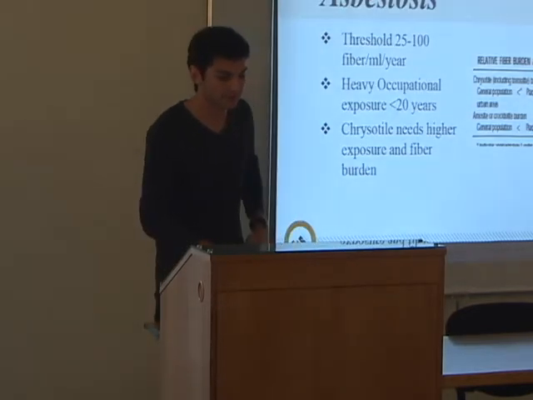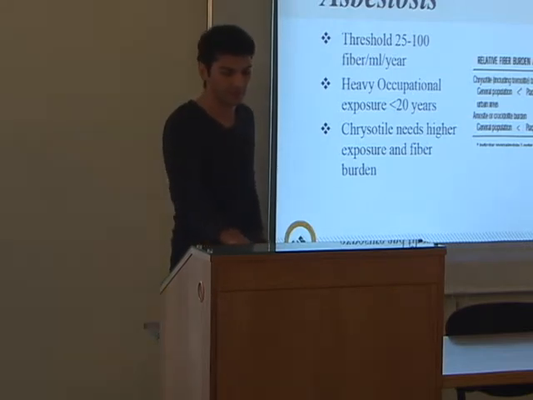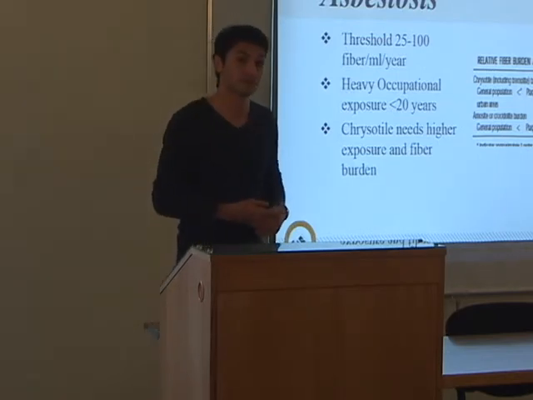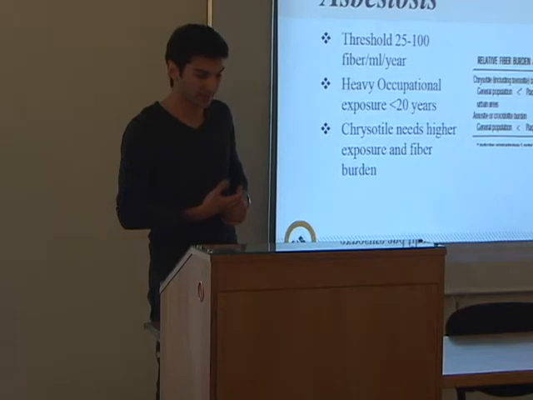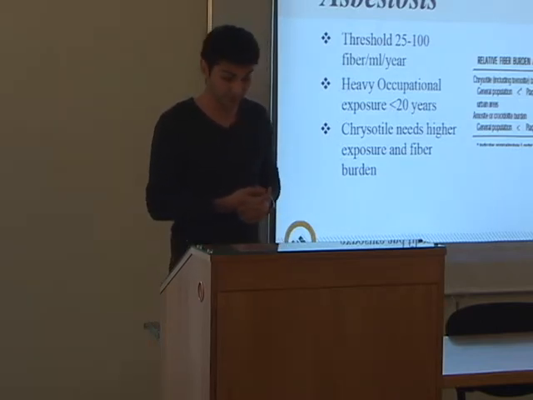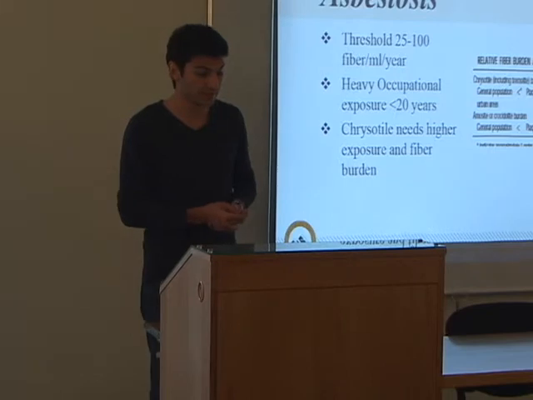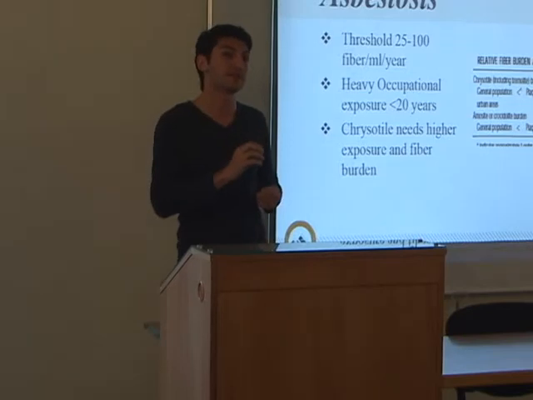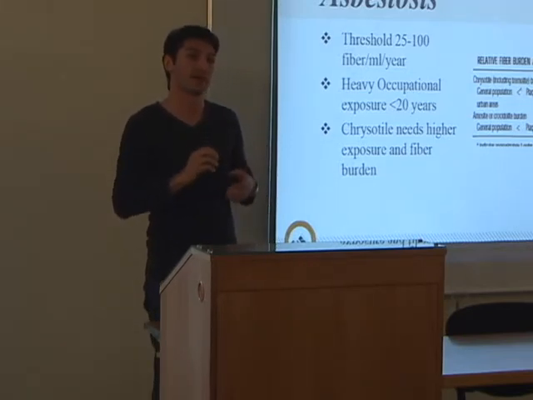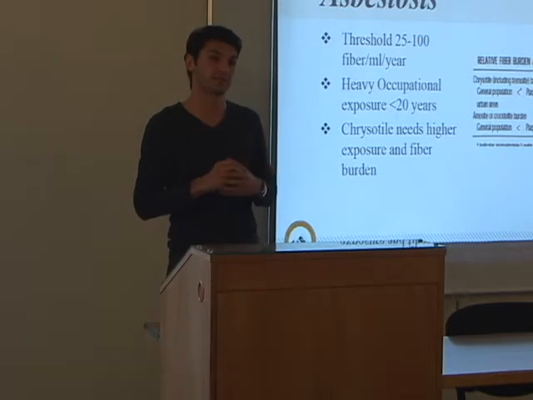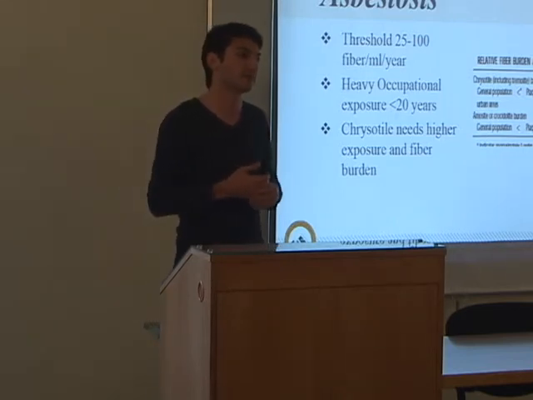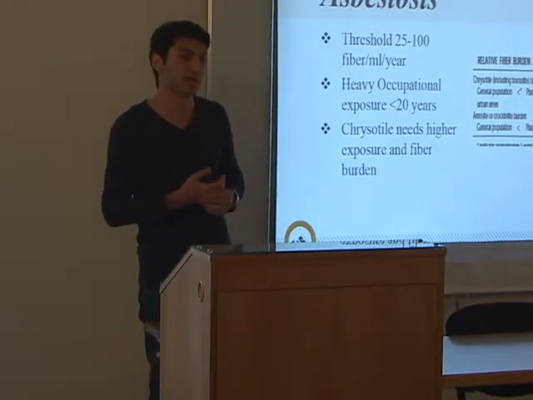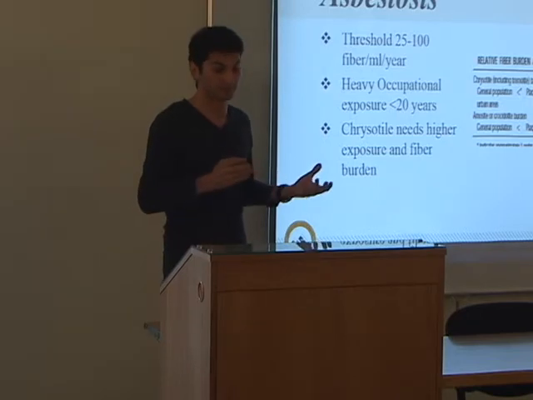So, as I told, there is a threshold for asbestosis. In the literature review, I found that 25 to 100 fibers per milliliter per year are enough to develop asbestosis, and heavy occupational exposure of more than 20 years is pretty important. And chrysotile needs higher exposure and fiber burden. It seems that chrysotile fibers are very easily eliminated from the lungs by cells, unlike amphibole fibers. That's why it needs pretty high doses and longer exposure.